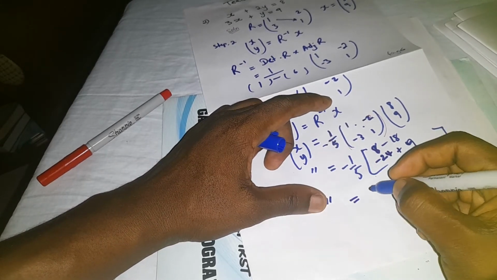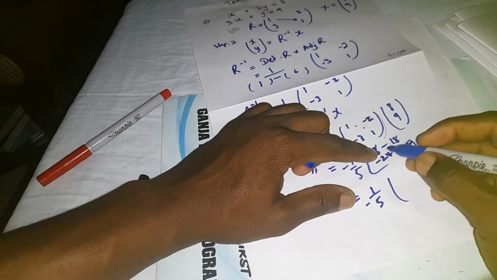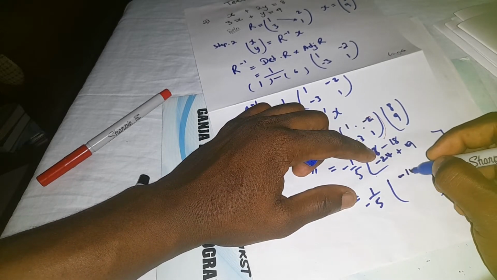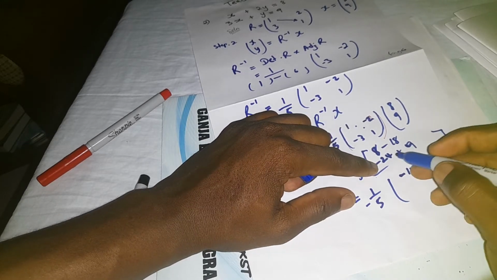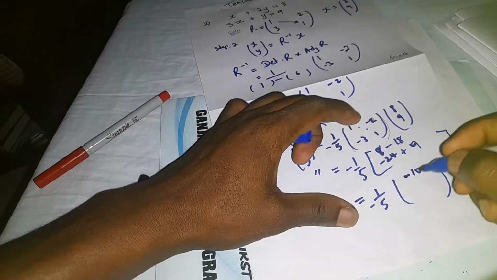Carry this down here the same way. Carry down your 1/5 the same way. Tidy it up now. 8 minus 18 is how much? That's supposed to be negative 10. And 9 minus 24 is how much? 9 minus 24, how much is that? About negative 15.